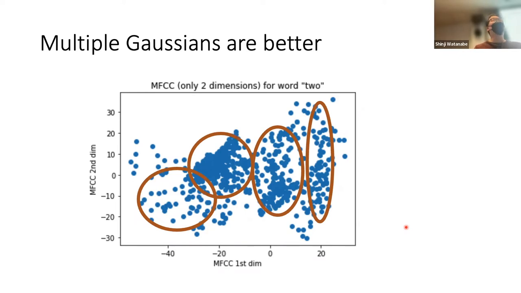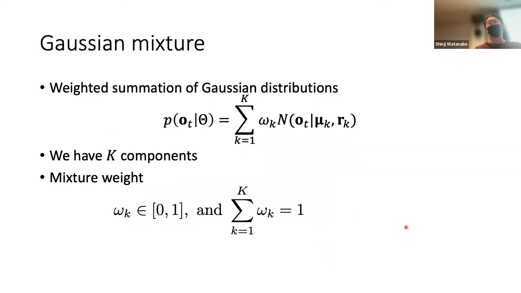How do we extend a single Gaussian to the Gaussian mixture model? We just combine Gaussians as a weighted sum. This one is the Gaussian distribution, and this one is the weight. The weights have a sum-to-one condition, so this distribution also satisfies the sum-to-one condition. So basically the extension is like this, just using the weighted sum of Gaussians.